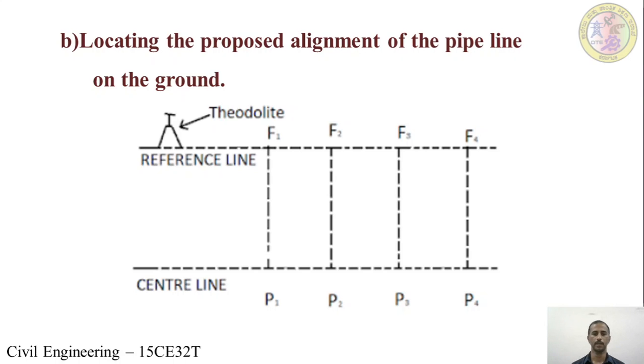The thing is, if you mark these stakes on the center line of the pipeline, they may get disturbed during laying and excavating the trenches. So, these center markings are marked at a fixed distance, fixed offsets on either right or left side of the proposed center line of the pipeline, so that even after digging the trenches, these reference points can be there.